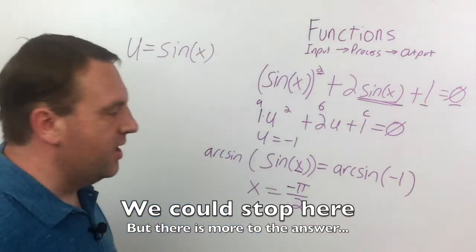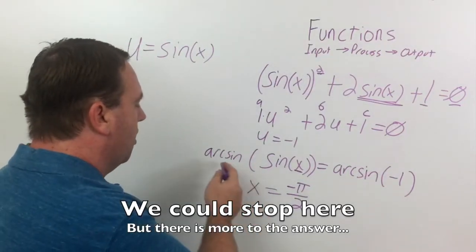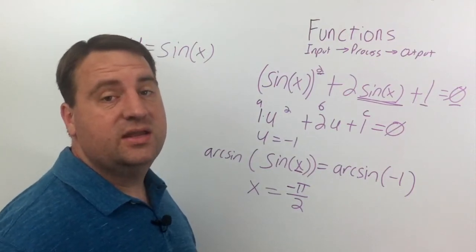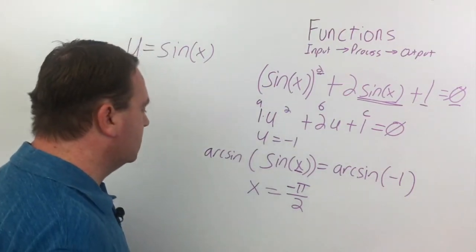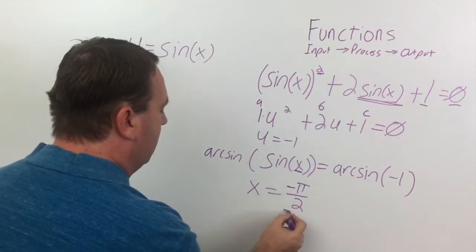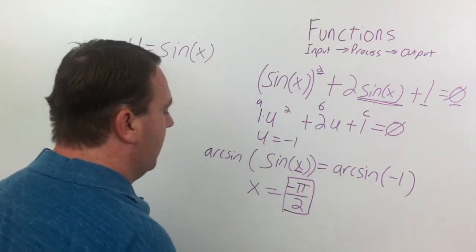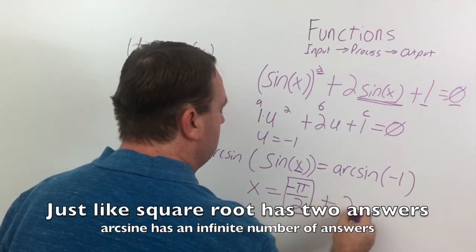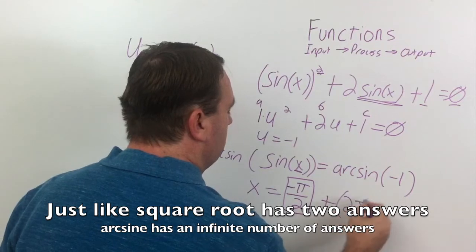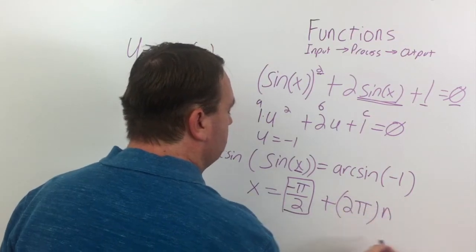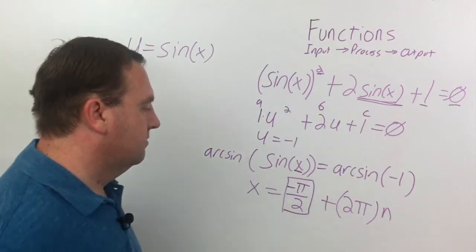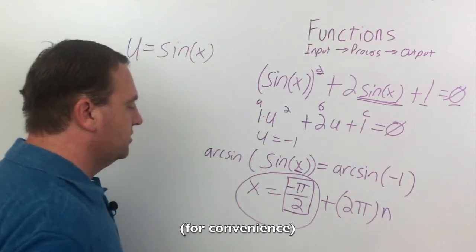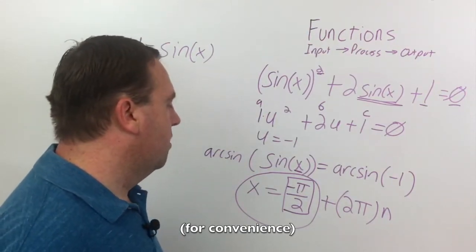But the one problem with that is that arcsine does not have one output. It actually has infinitely many outputs. The output of arcsine repeats every 2 pi, so it can be any multiple of 2 pi added to that. But generally, we think of the primary solution as just being x equals negative pi over 2.